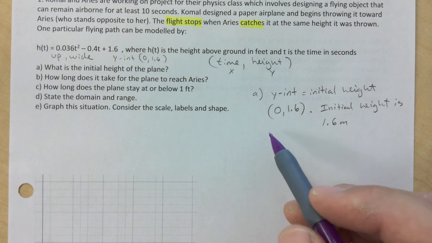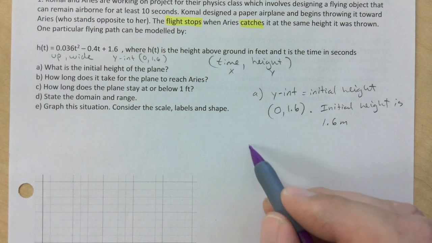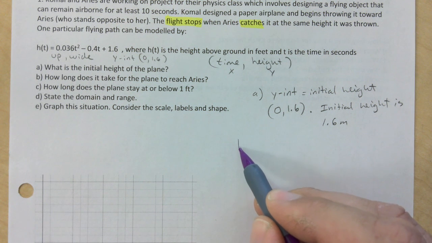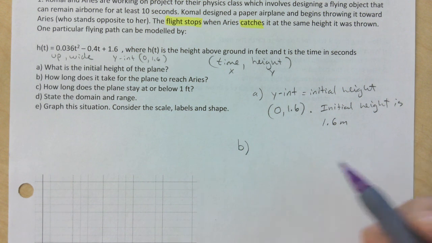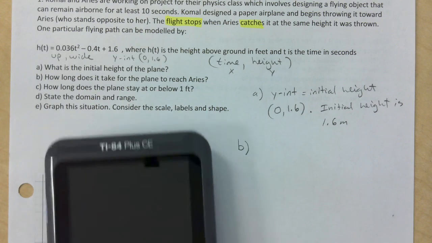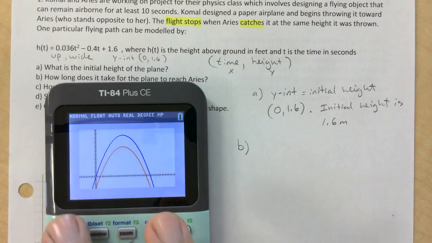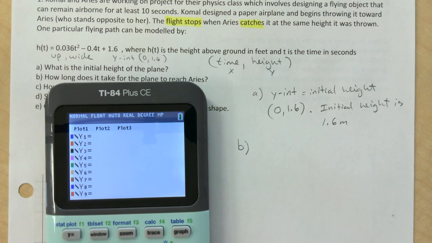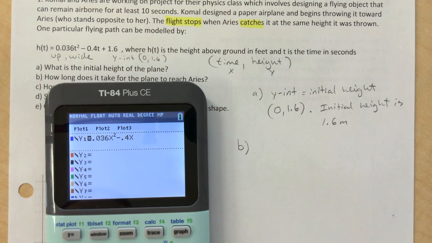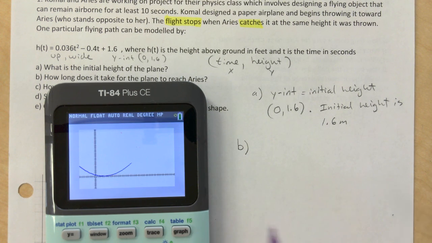There we have to probably do some math, right? So I'm not asking you to graph it just yet. So let's type this in. That's actually one of the first things I do when I am given an equation. So you go 0.036x² - 0.4x + 1.6. And let's try to get this on our screen. And we do get it, which is good.